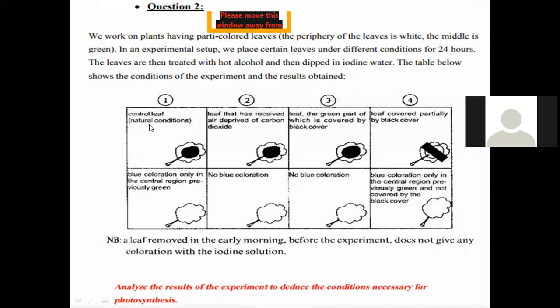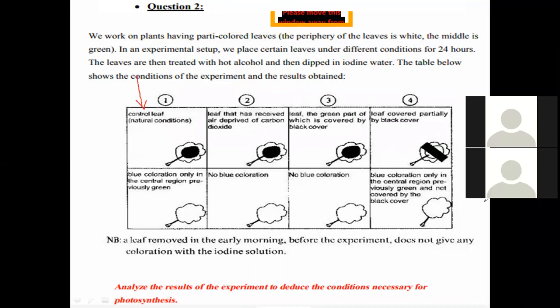So the first one is the control leaf. We have normal, natural conditions. We have blue coloration only in the central region, which was previously green. So what is the role of the control leaf? The control leaf is used to compare and explain the different experimental results. Very good. So the control leaf, or control experiment, or control tube, is usually used to compare and explain the different experimental results.